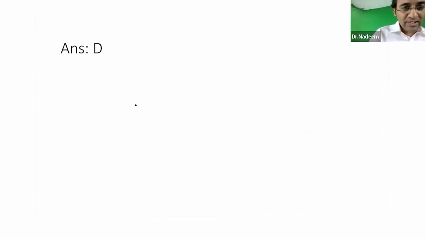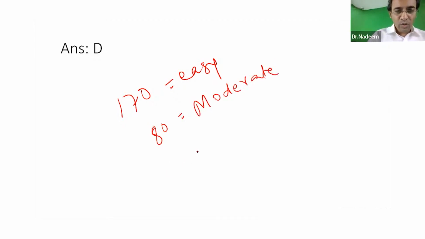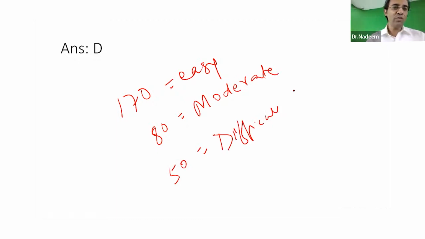See, 170 questions will be easy. Approximately 80 questions will be moderate, and 50 questions will be very difficult. This is the pattern of question which every examiner will follow when they frame the question. Because if you are able to score approximately 299 or 100%, it will be a question mark on the examiner who has framed the question. So 50 questions will be difficult for everyone.